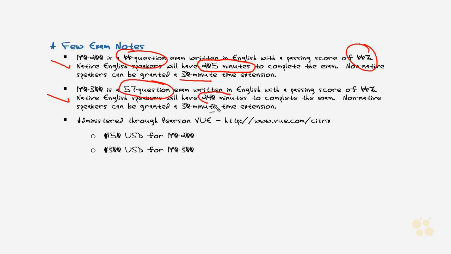As you move to the 300 level exam, the number of questions actually goes down to 57, but the amount of time goes up to 240 minutes. The passing score is still 66%. The exams are administered through Pearson VUE. There's the website when it comes time to schedule. And be aware that the first exam is going to be $150 US for 1Y0-200, but $300 for 1Y0-300. So twice as much if you plan on taking that next step up.